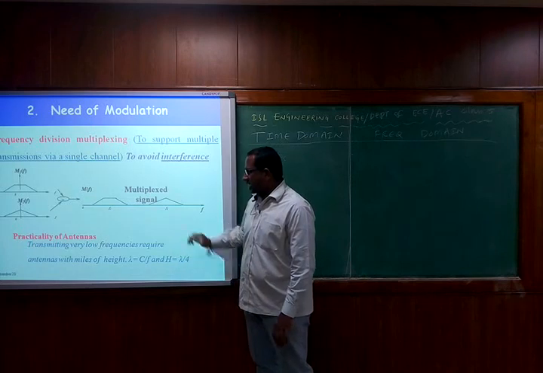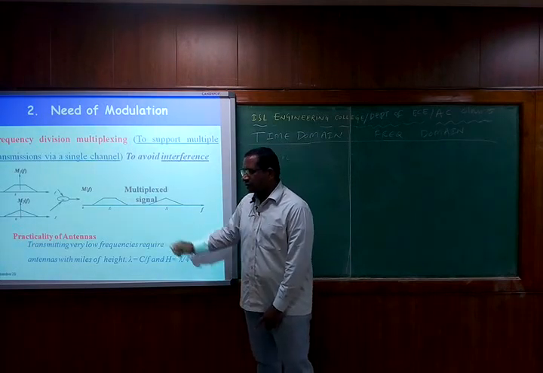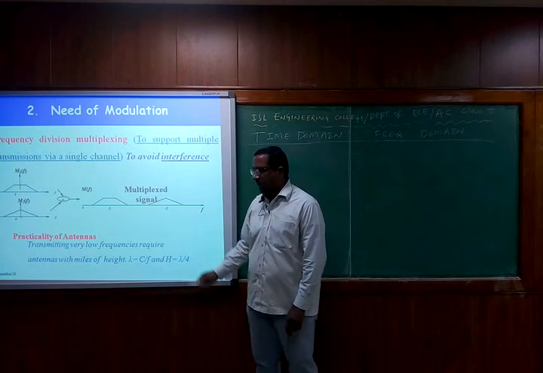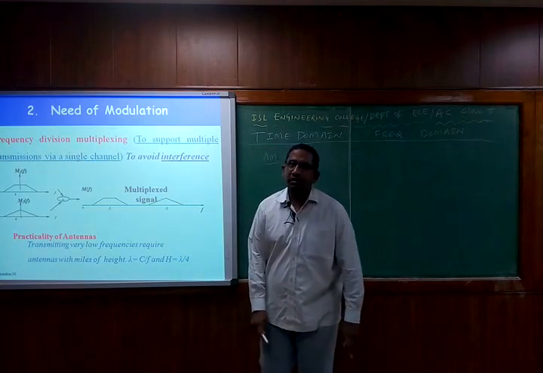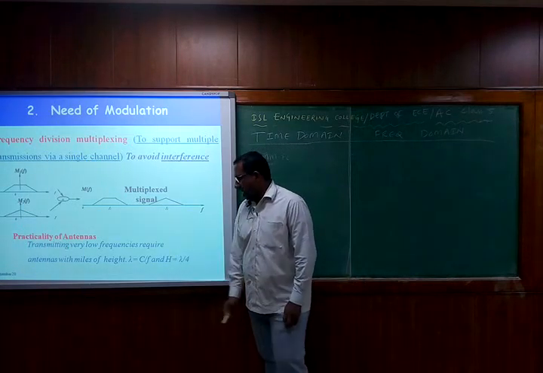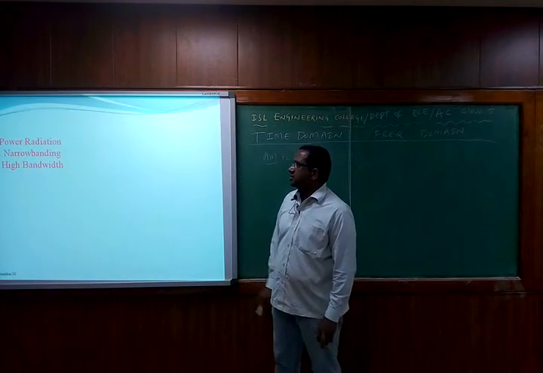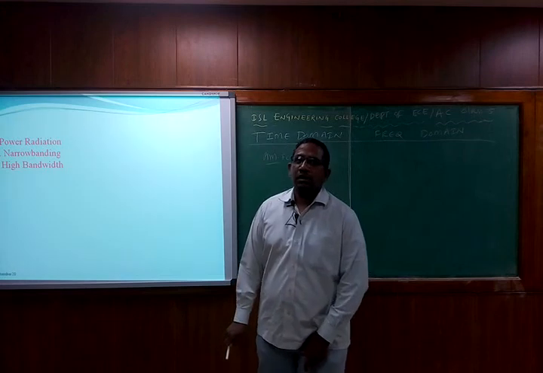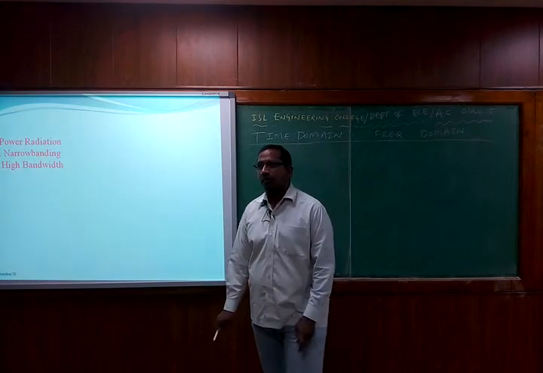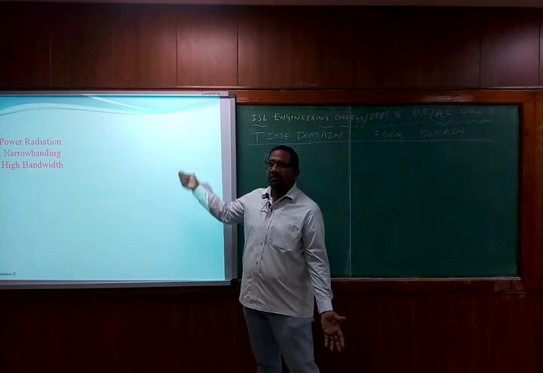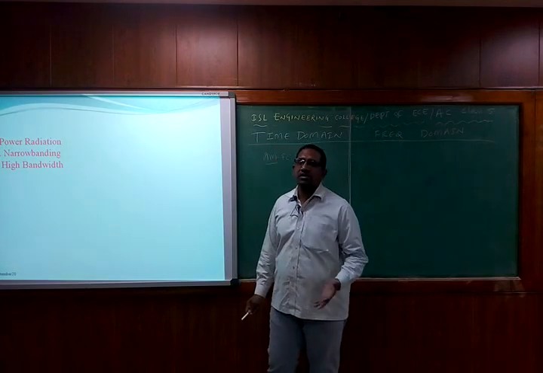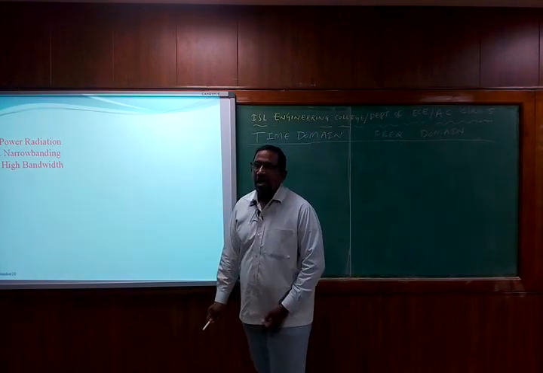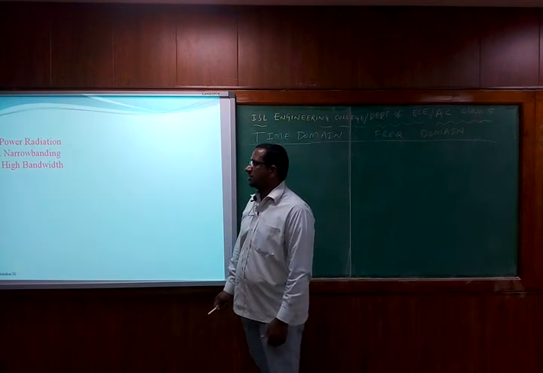The next is practicability of antenna. This also we discussed in the last class, which depends on h is equal to lambda by 4, where lambda is the wavelength of the wave that we are transmitting and lambda is equal to c by f. Then next we discussed power radiation. Power radiation is inversely proportional to lambda to the power 4. So as the wavelength decreases, the power radiated is going to increase. So more power can be transmitted as the wavelength decreases.